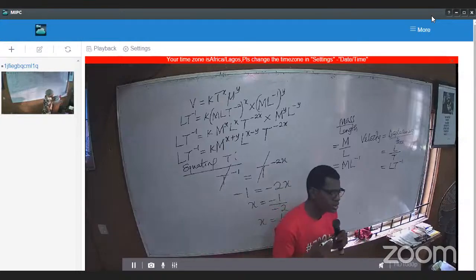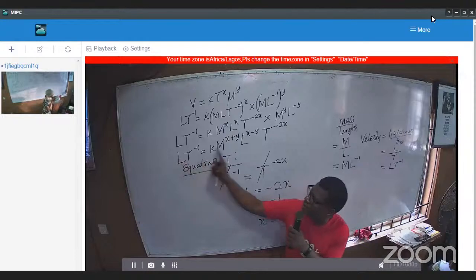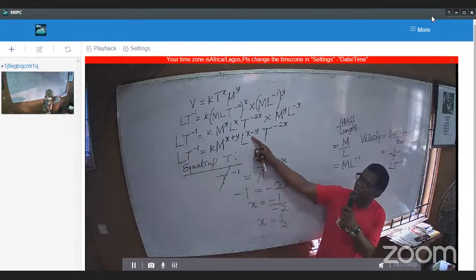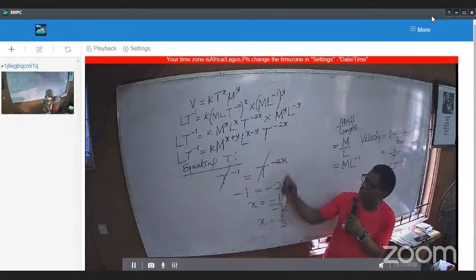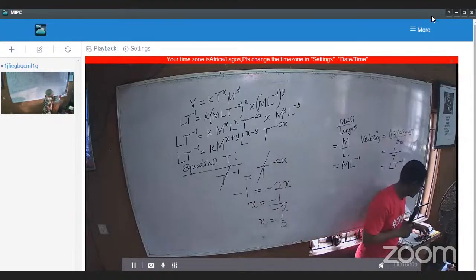That's all. If they say find Y, I can come and use the one for L: L power 1 equals L power X minus Y. You now put the half. I'll go through it again because it's on a standard.